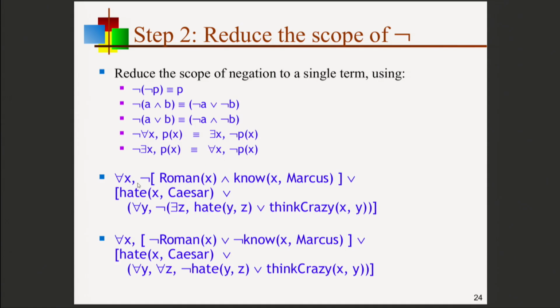Now, with this clause, if we apply the negation of it, reducing the scope using this negation, if we push the negation inside using De Morgan's, this would become not Roman or not know. This is a simple De Morgan's. Again, we have a negation symbol here. When we push it here, exists z will become for all z. That is how we get for all z, not hate y z or think crazy here. So, this is the result of pushing the negation inside.